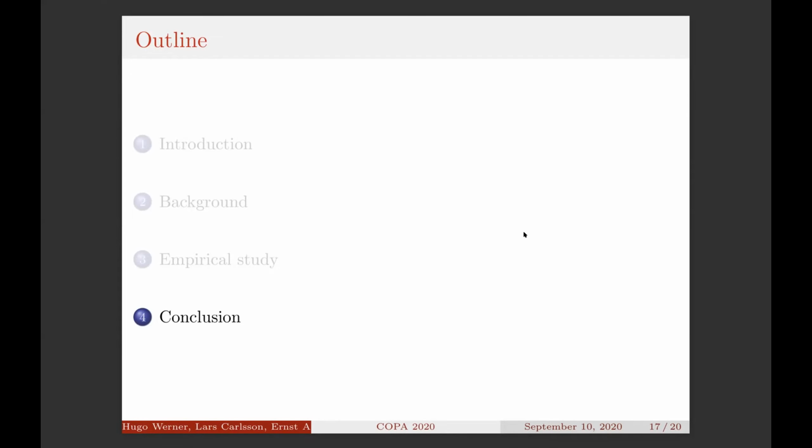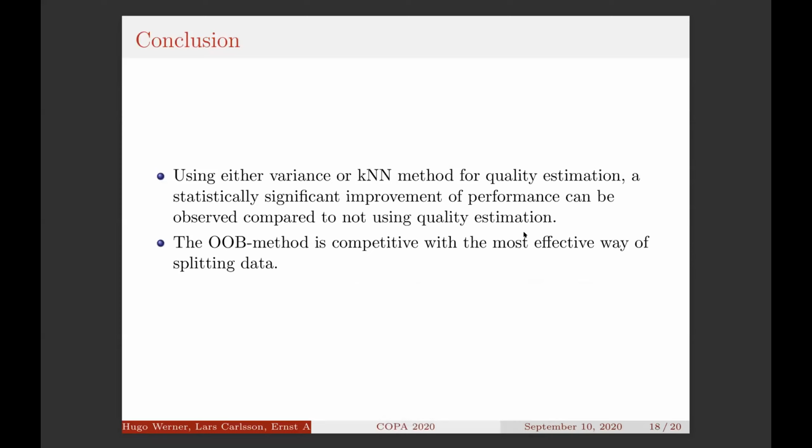Some conclusions, which I've essentially already mentioned, are that we've seen a statistically significant improvement from using either the KNN or the variance method for approximating the quality of the predictions, and that the OOB method is competitive with the most efficient way of splitting the data, but you get the benefit that you don't have to actually decide where to split it.